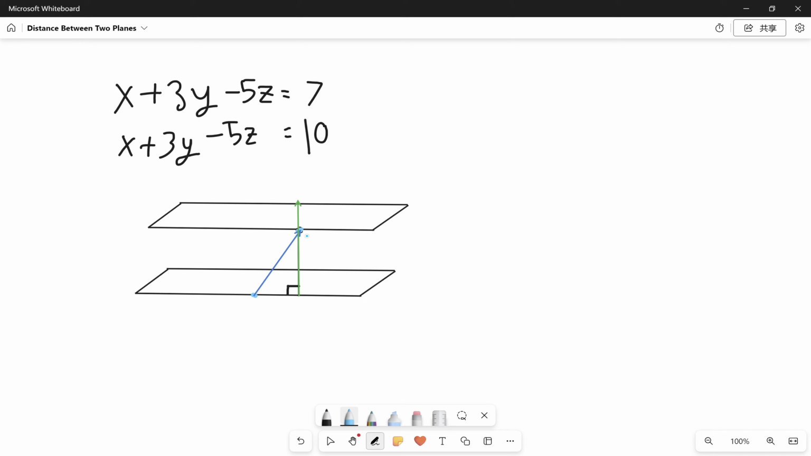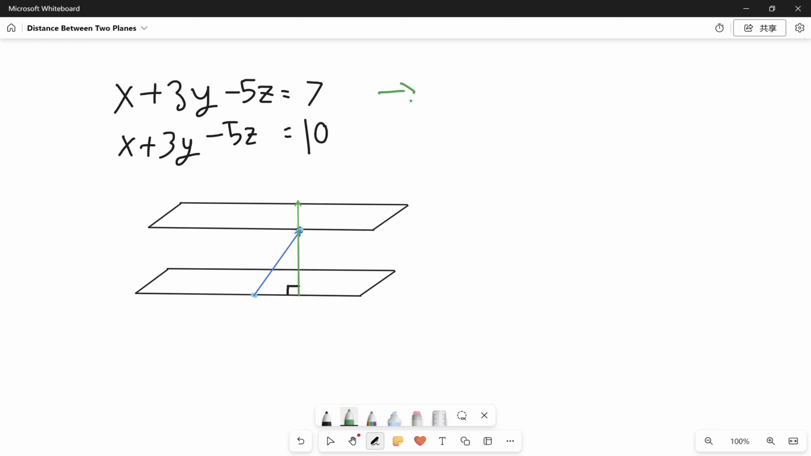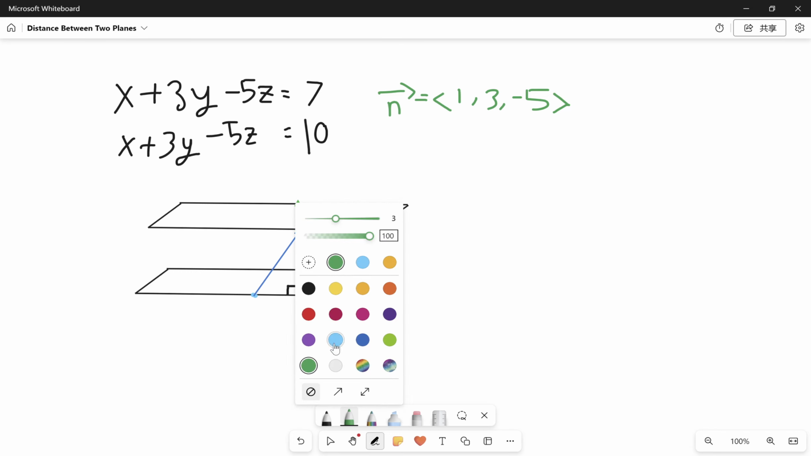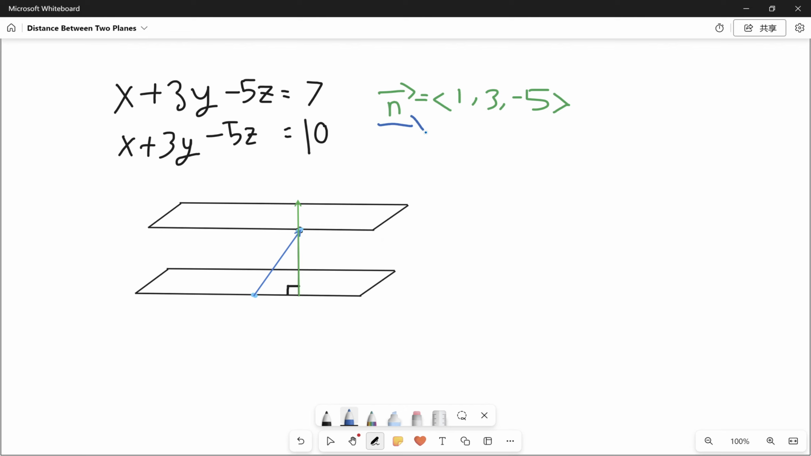So how do we know what the blue vector is then? We know the normal vector because from the coefficients we can figure out that the normal vector n is equal to 1, 3, negative 5. That's our normal vector because that's from the coefficients of these equations. Now what about the blue vector? The blue vector, let's just call that vector A.